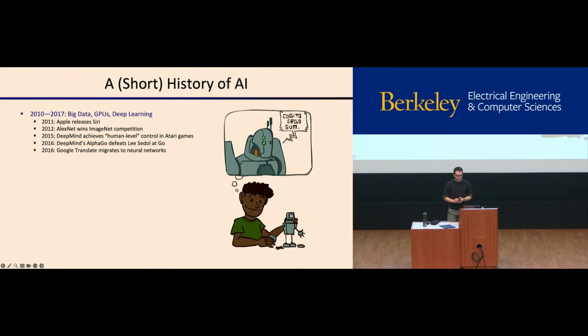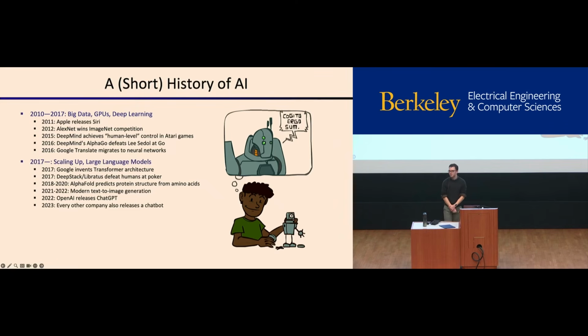And then the next year, their AlphaGo system defeated Lee Sedol at Go, which was at least a decade before anyone expected Go was going to be solved. And then in the same year, Google Translate migrates to neural networks, because now neural networks and GPUs and even TPUs are getting to that point where it starts to be useful on a Google scale.